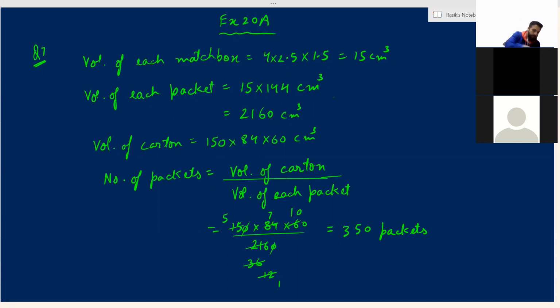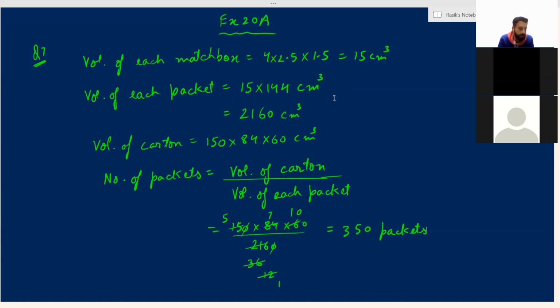Question number 8. How many planks of size 2 meter by 25 centimeters by 8 centimeter can be prepared from a wooden block of 5 meter long, 70 centimeter broad and 32 centimeter thick, assuming that there is no wastage?